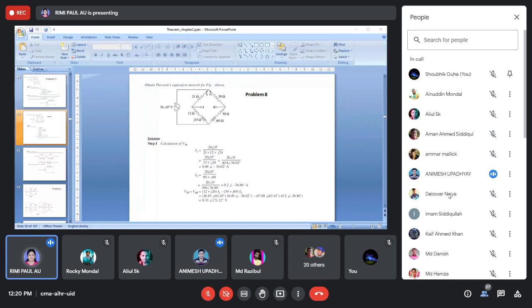What will be the Z equivalent, ZTH? What do you think? Which one is the series? Which one is the parallel?